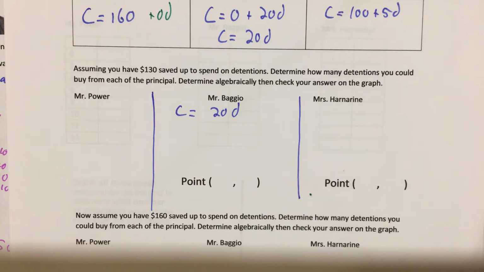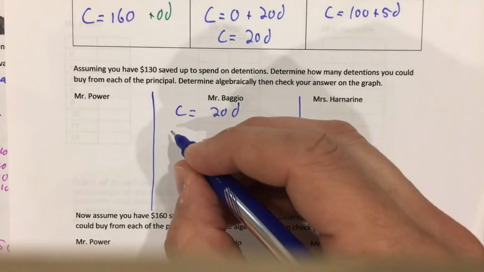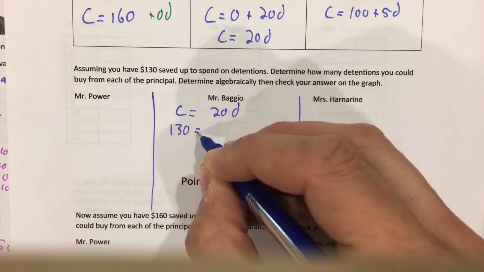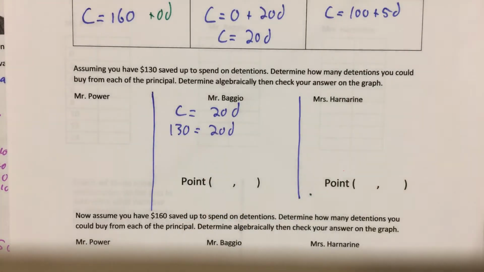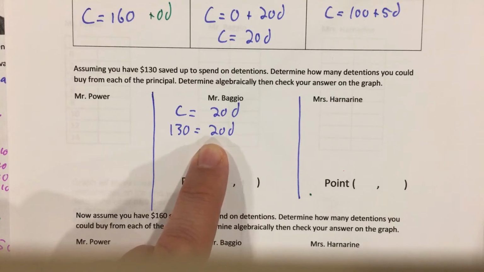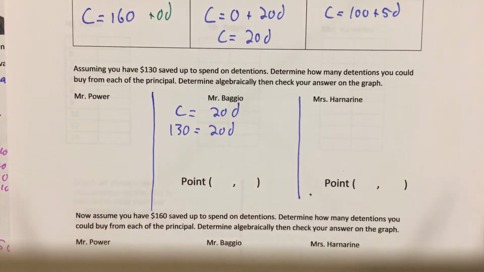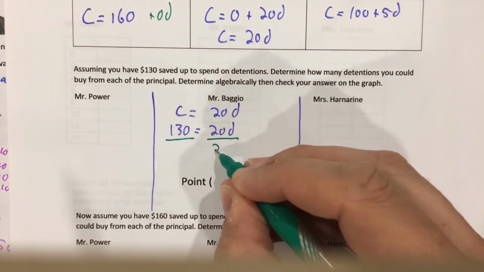That's the cost there. So what we're going to do is take out the C and put in $130 is equal to 20 times D. And we need to solve for the number of detentions we can buy for $130. So going back to the solving equations part, what's bugging your variable? Well, it's being multiplied by 20. What's the opposite of multiplying by 20? It would be dividing both sides by 20.